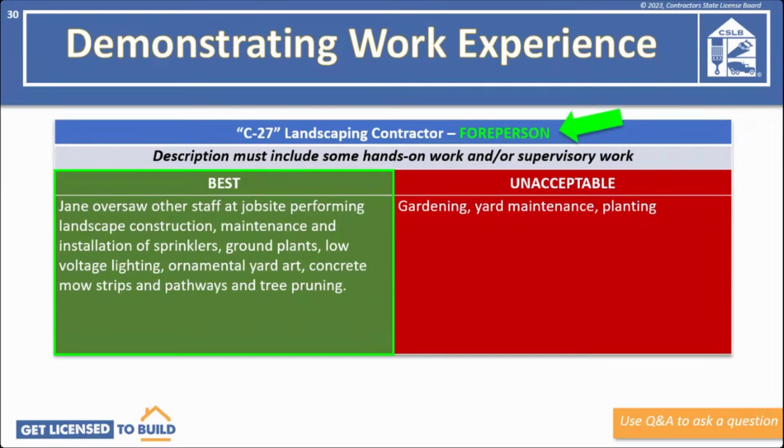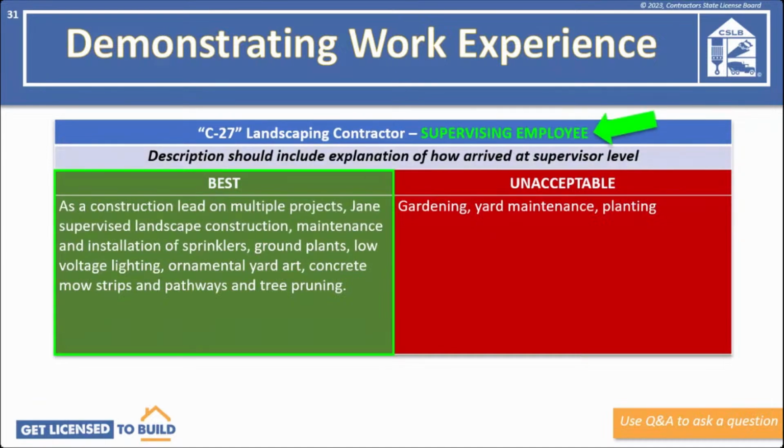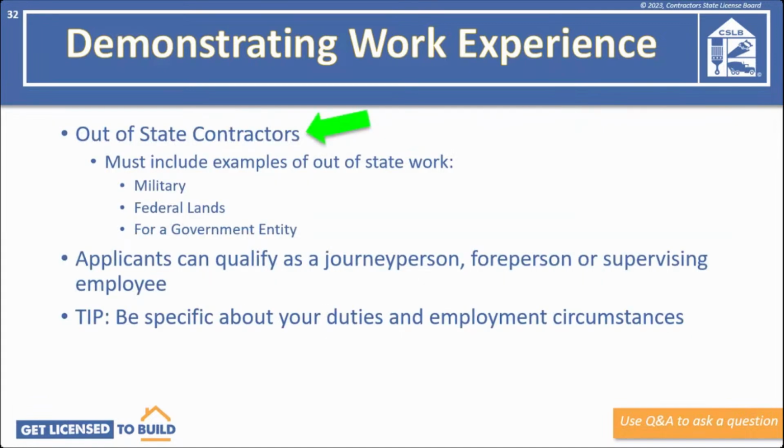For a C27 landscaping foreperson, the description should indicate overseeing other staff performing the trades. And for a C27 supervising employee, the description should include an explanation of how you arrived at the supervisor level for the trades on a project. Finally, for out-of-state contractors, the same guidance as for the general building contractor is required. Be sure to include examples of your out-of-state work as well as work for the military, on federal lands, or for a government entity. Be sure to be specific when you describe your duties and employment circumstances.